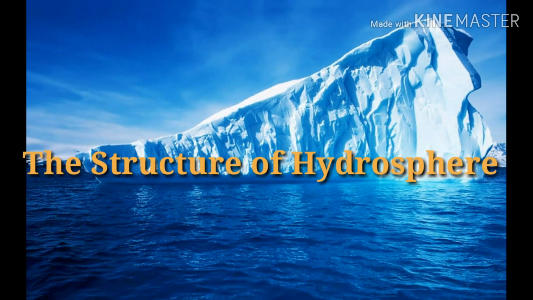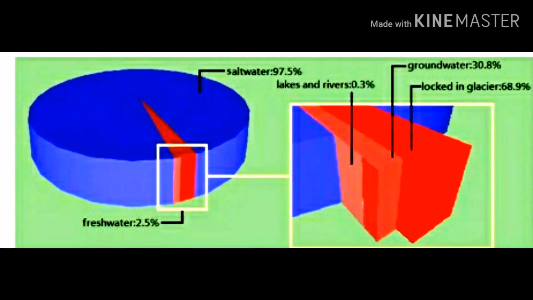The structure of hydrosphere. As you can see in the structure of hydrosphere, the saltwater is larger than the freshwater. The saltwater is composed of 97.5% of water in the Earth's surface, while the freshwater is only 2.5%.